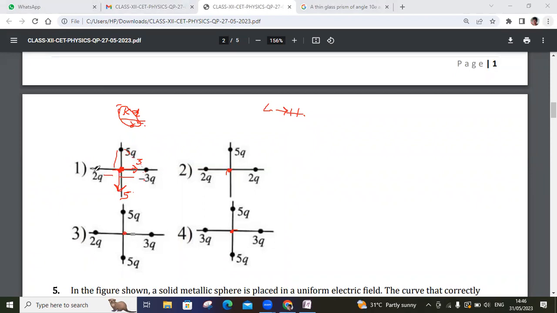And 2q will be repulsive on this side. So you see, now here on this side the net electric field is 5. The electric field here is 5. So net 4.